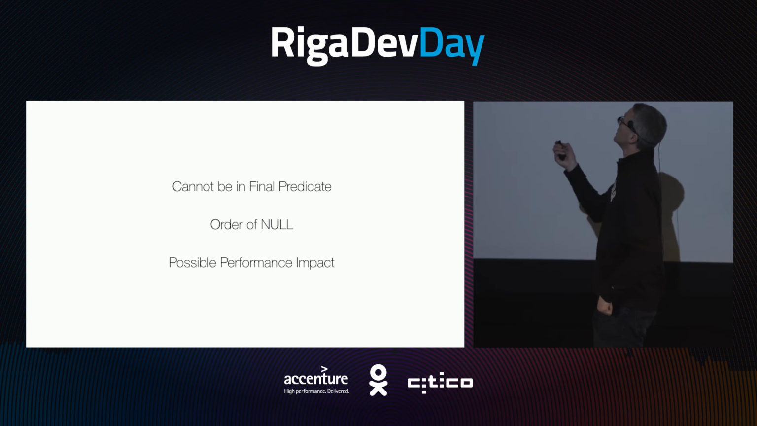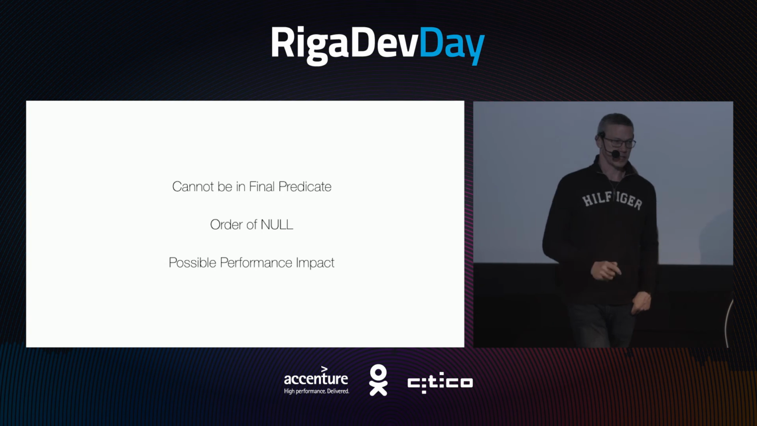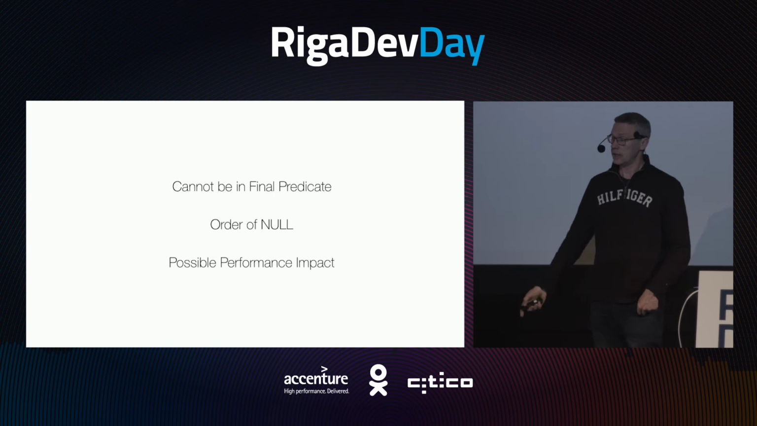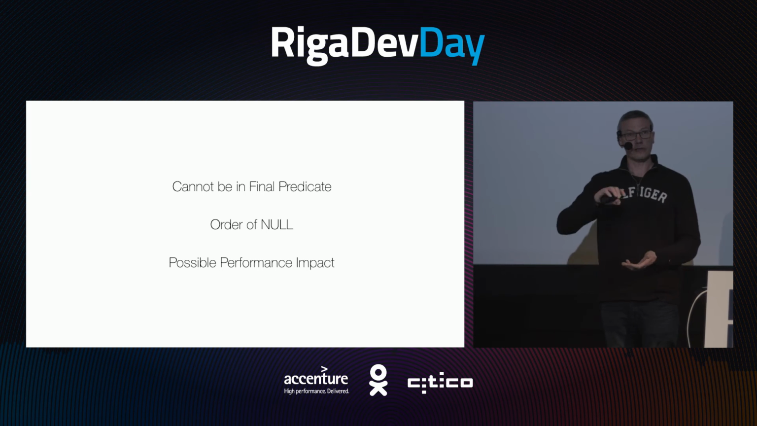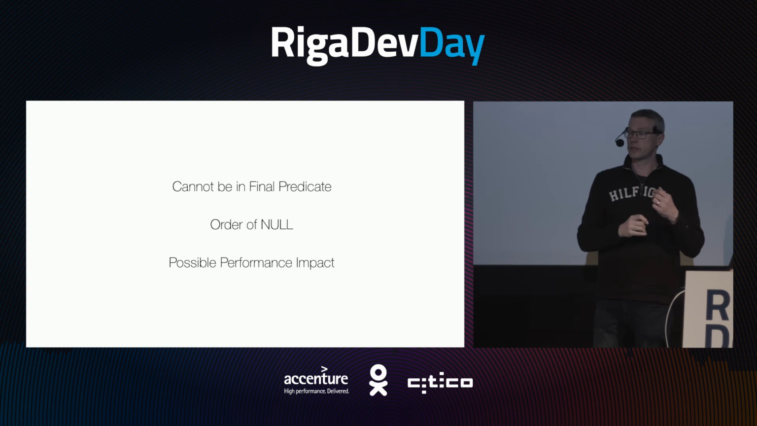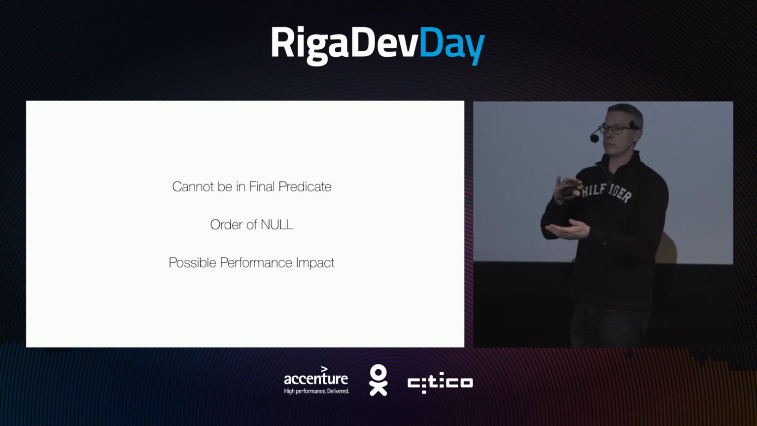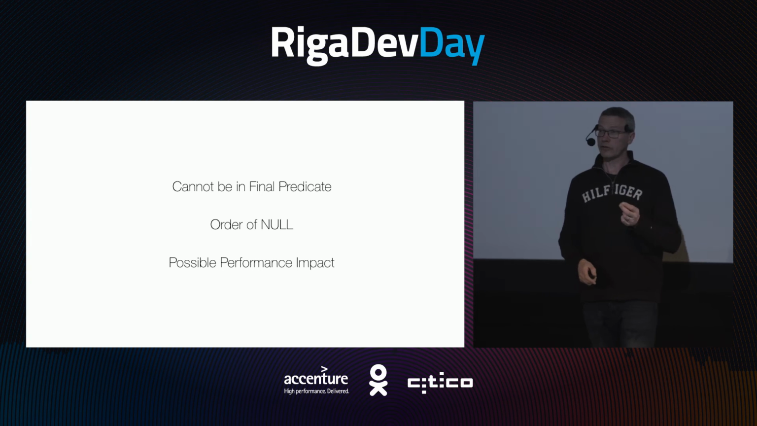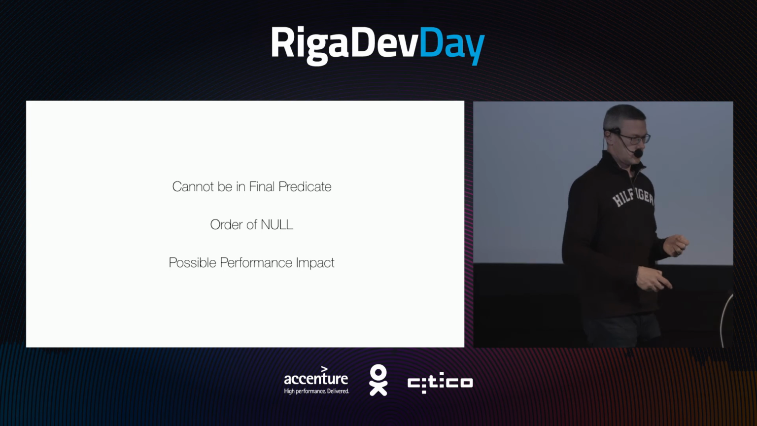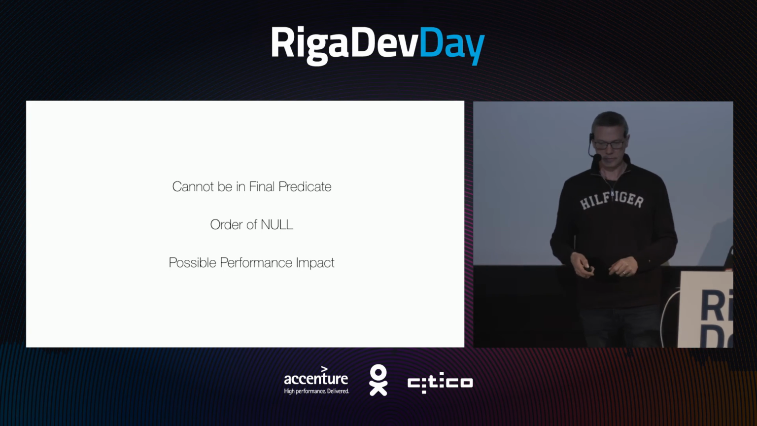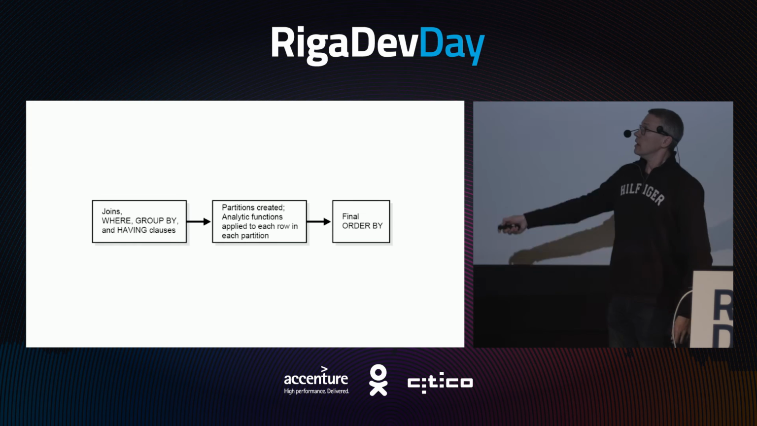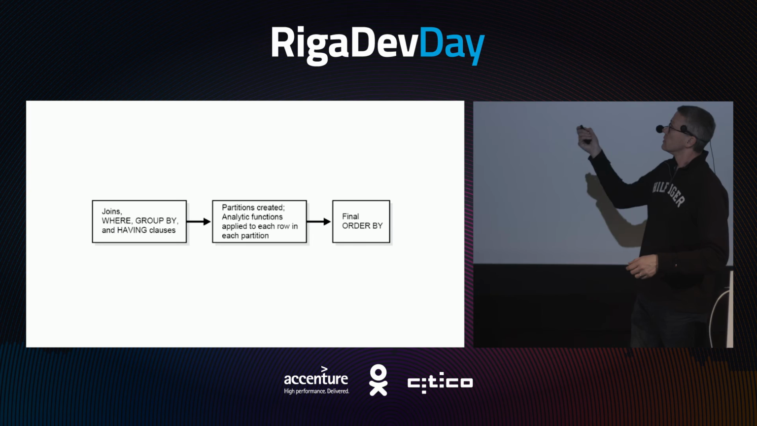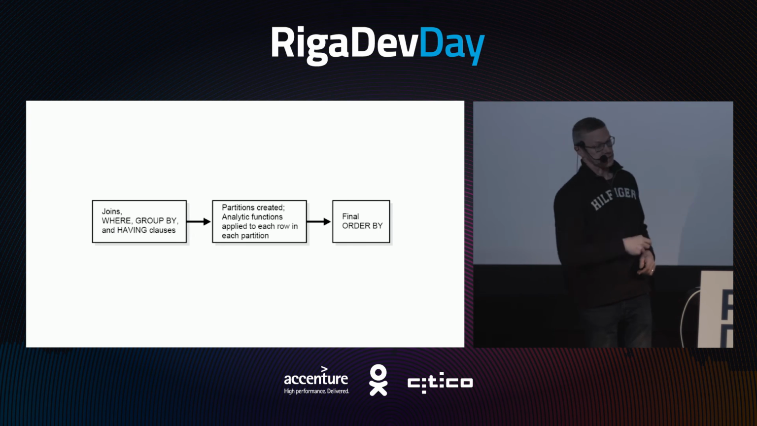There are some caveats. They cannot be used in the final predicate. I already said that. You always have to be careful of your null sorting. And if you use a lot of different analytic functions, you might bump into a lot of sorting, so it could have a performance impact. As a general rule of thumb, they outperform any other solution you might write. First the joins, the wheres and the group bys are processed. After that, the analytic functions, and then your final predicate.